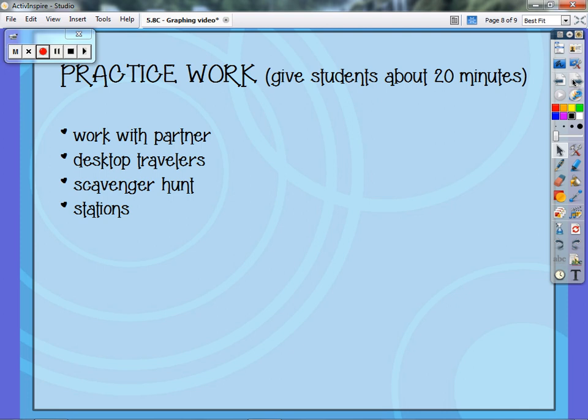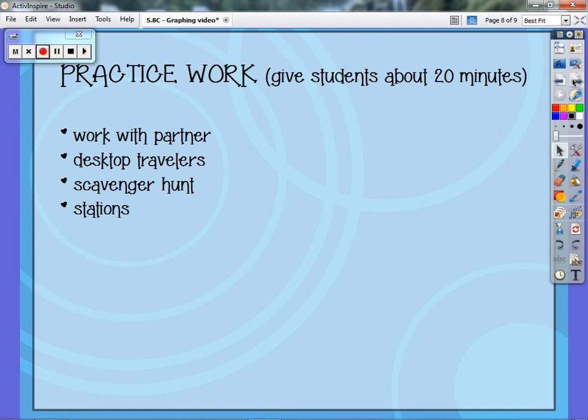For the practice work, I would give them similar problems to the ones that they've done on the flip chart. You don't want to introduce something that they haven't been taught, because if not, then they're not going to do very well on it. As the kids are working on these problems, it's a good idea to walk around and help the students who are still struggling with this, or pull them for small group. I would either have them work with a partner, use a desktop traveler, scavenger hunt stations, or any other activity that pertains to the lesson.